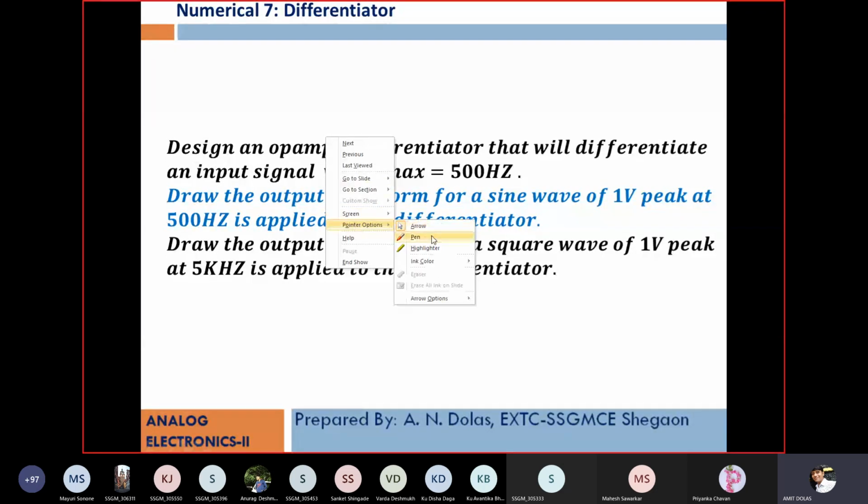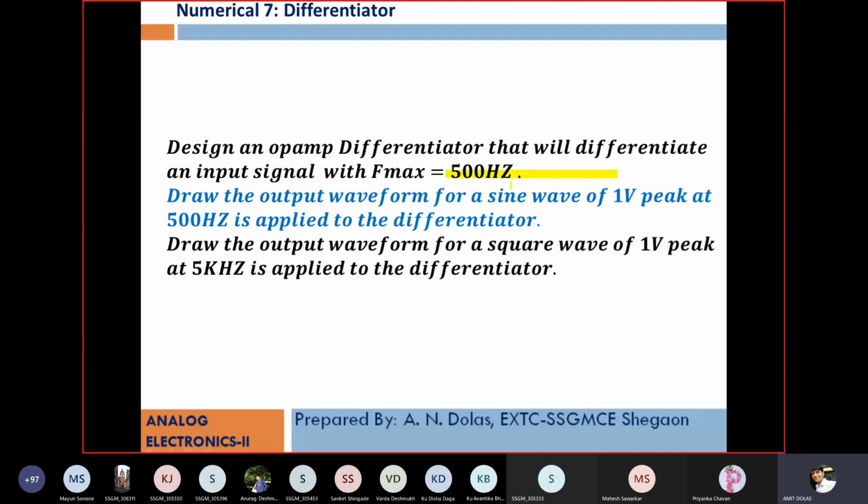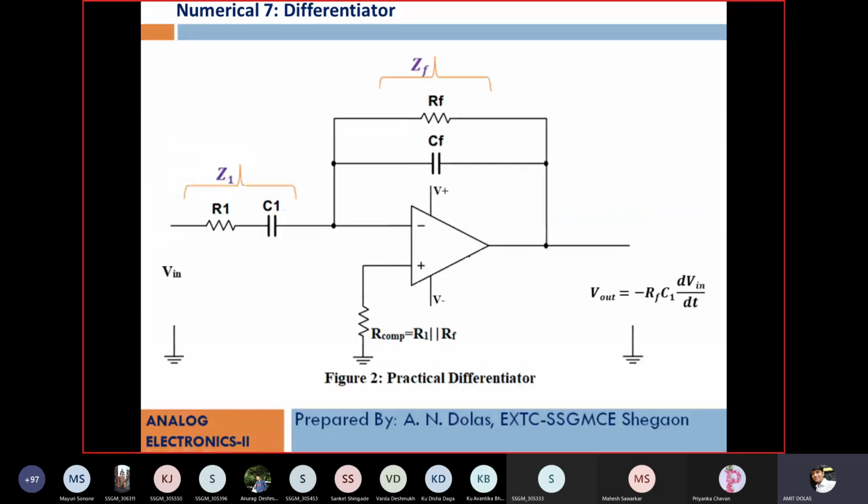So design a differentiator for maximum frequency of the signal equal to 500 hertz. Draw the output waveform. If a 1 volt peak, that means 2 volt peak to peak, sinusoidal waveform of 500 hertz is applied to the differentiator, draw the output. And for a square wave of 1 volt peak, that is nothing but 2 volt peak to peak of 5 kilohertz applied to the differentiator.